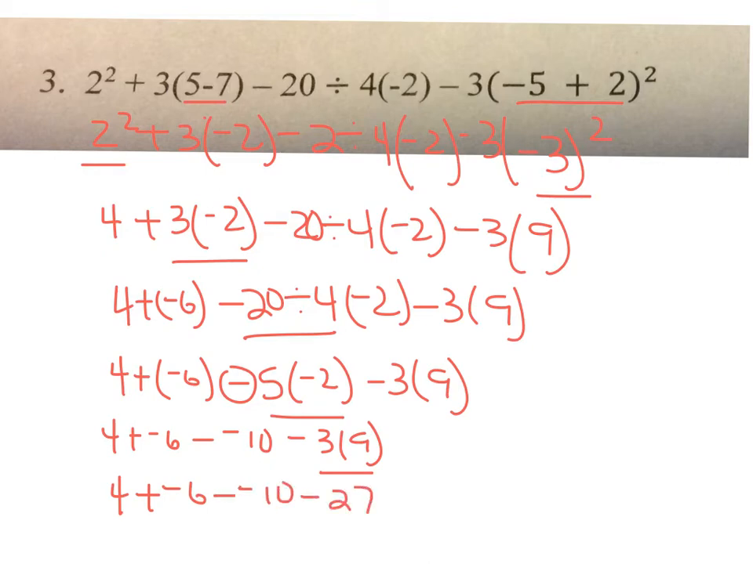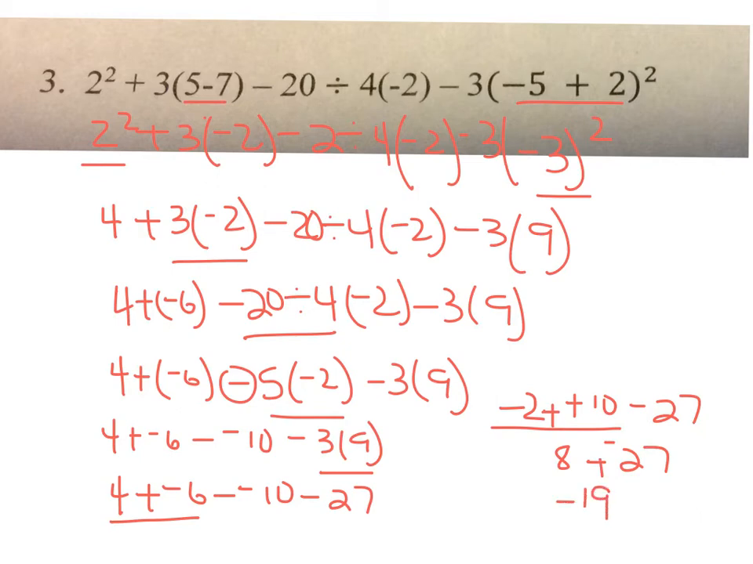Now I'm ready to add and subtract. I have to go left to right. 4 plus negative 6 is negative 2. And then I have minus negative 10 minus 27. Now I'm going to go left to right, so I have to add the opposite. Negative 2 plus positive 10 is 8. And then 8 minus 27, add the negative, and I get negative 19 for number 3 on the exit card. Negative 19 for number 3.